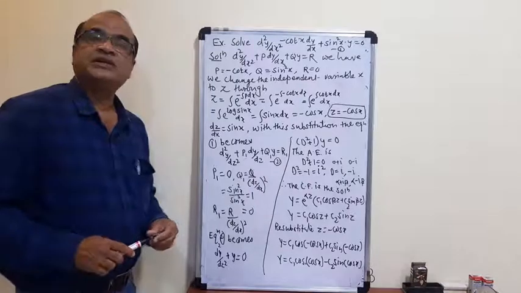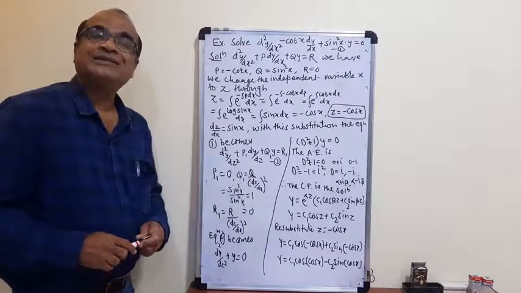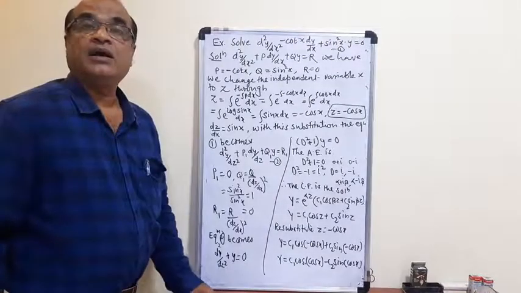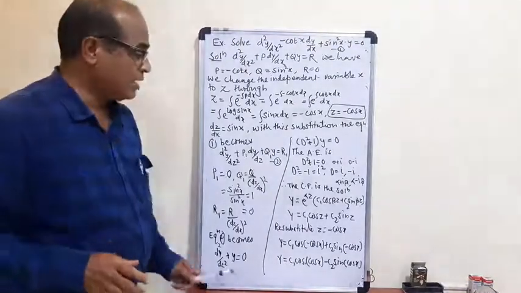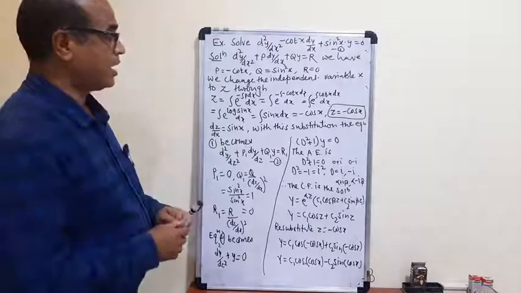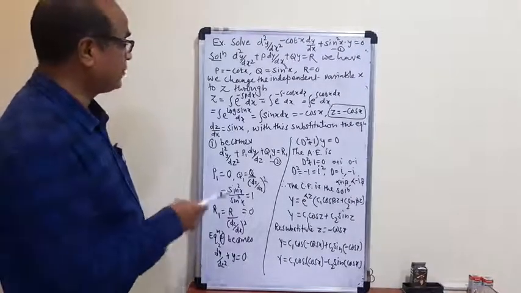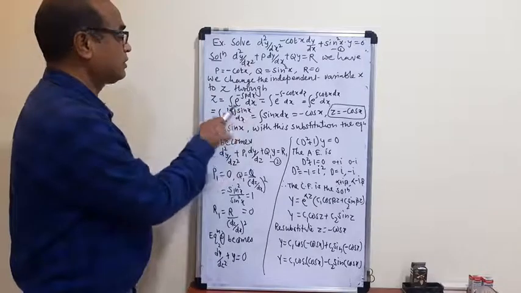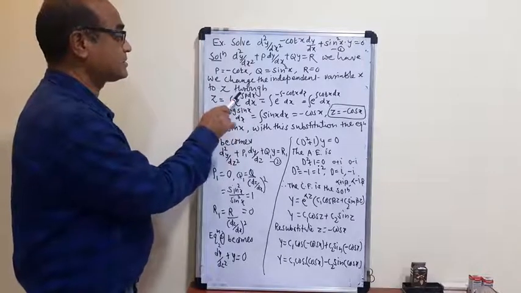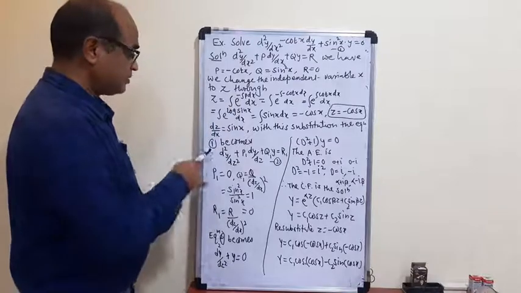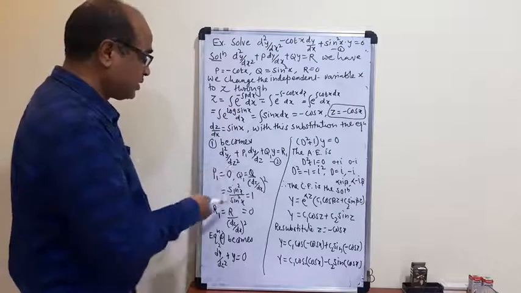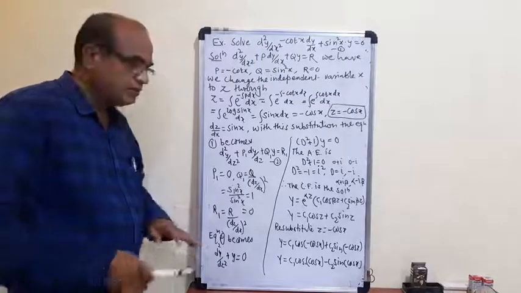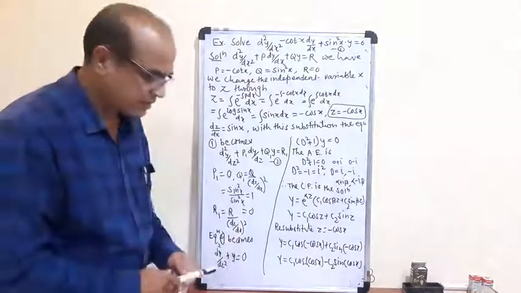So this is the method of solving a second order differential equation by changing the independent variable x. We should remember this formula: z is equal to the integration of e raised to minus integration of p dx, and also what q1 and r1 are. If we remember that, you can easily solve that example.